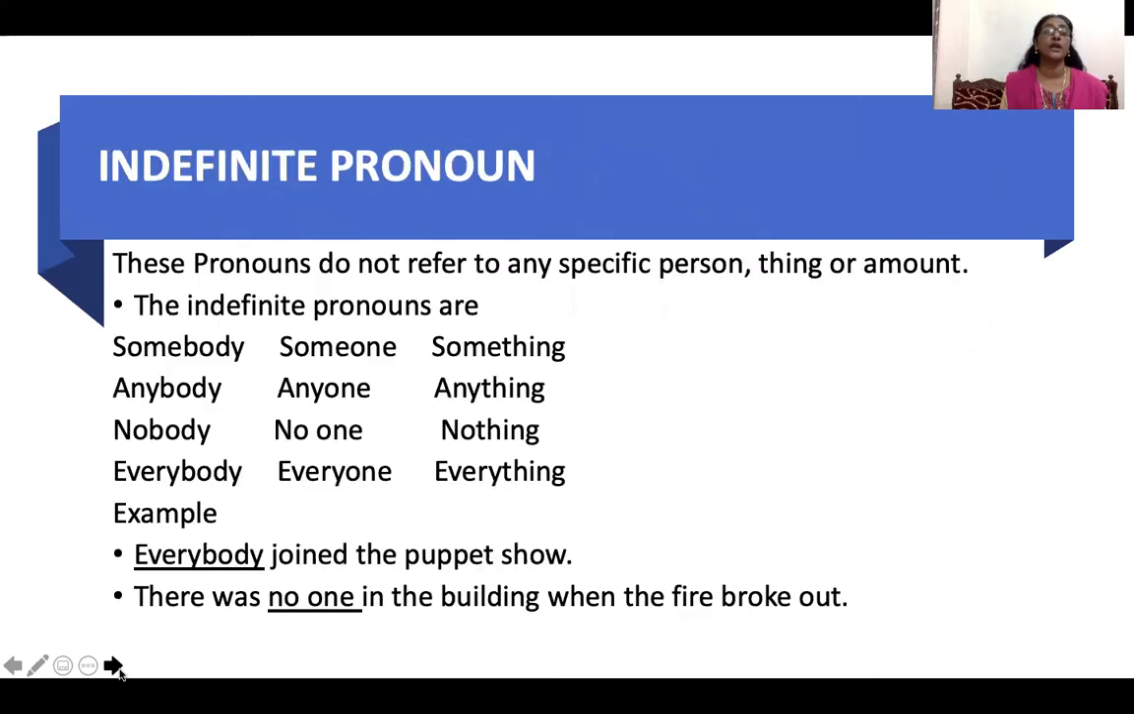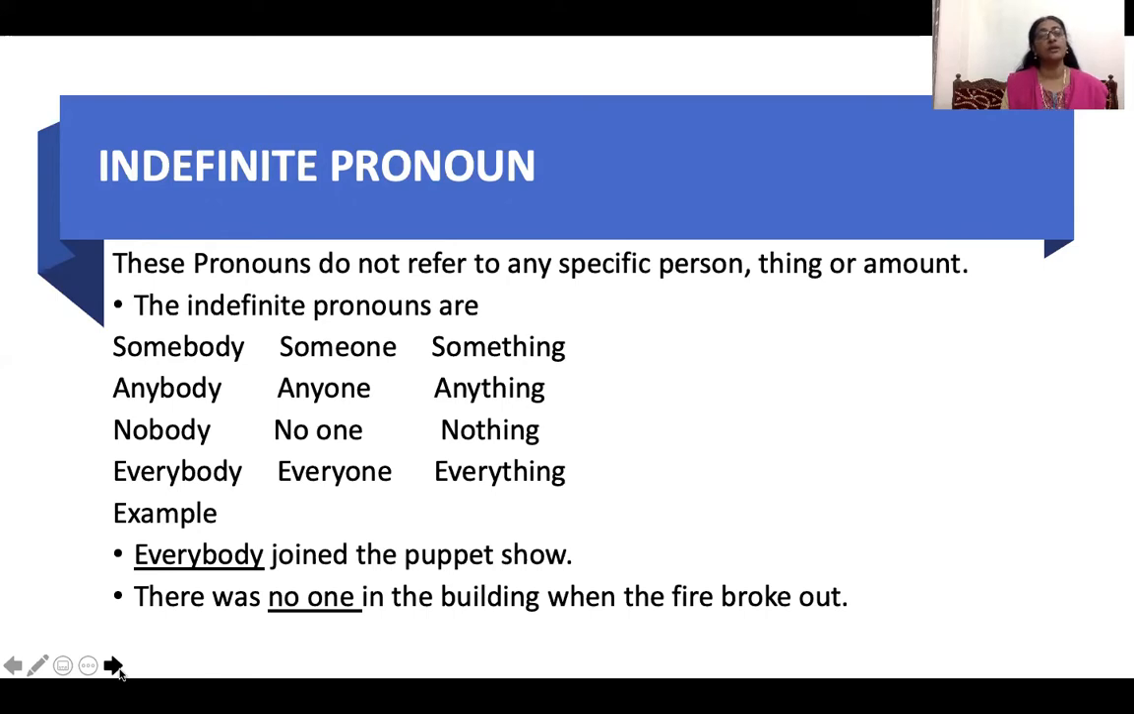So now let us learn about indefinite pronouns. These pronouns do not refer to any specific person, thing, or amount. Indefinite means it is not definite. So you can say the important indefinite pronouns are somebody, someone, something, anybody, anyone, anything, nobody, no one, nothing, everybody, everyone, everything.